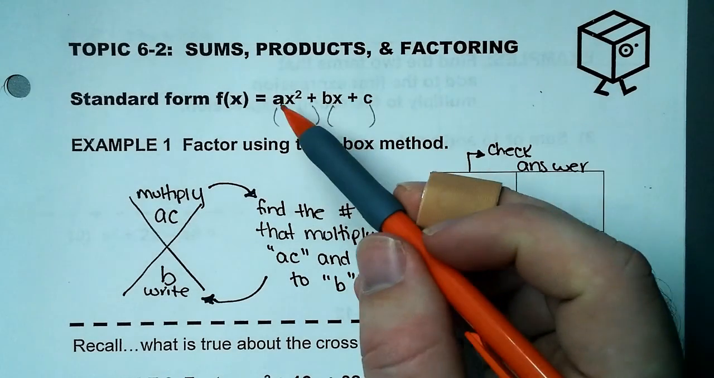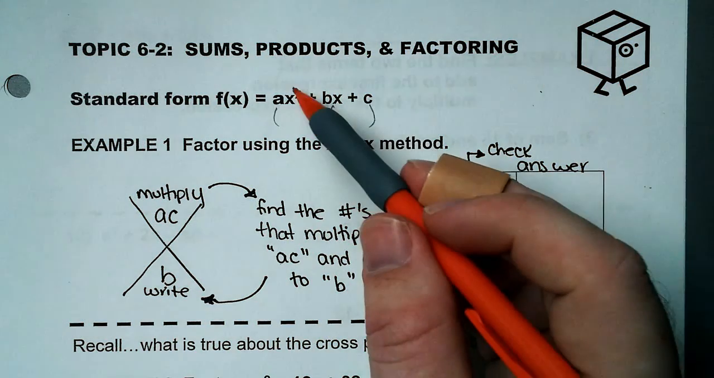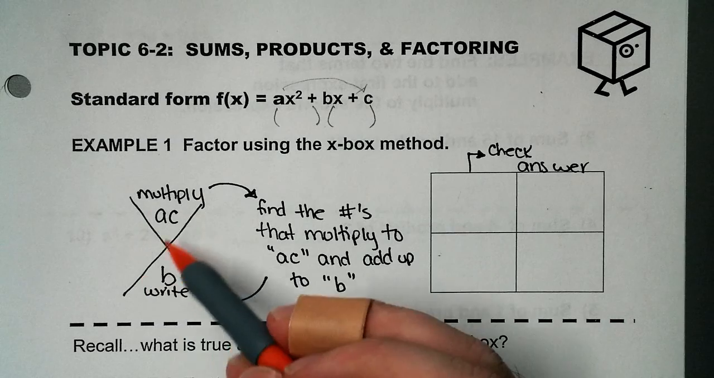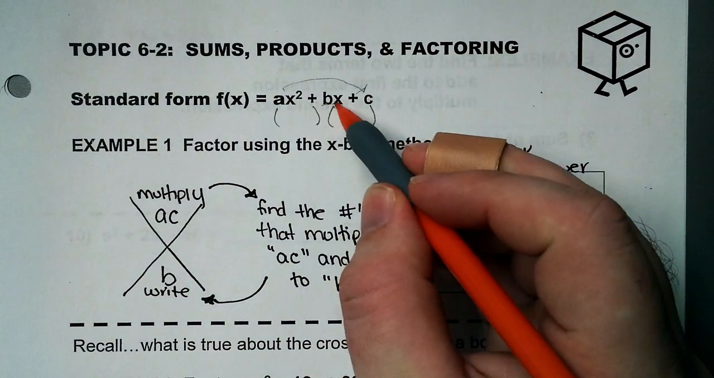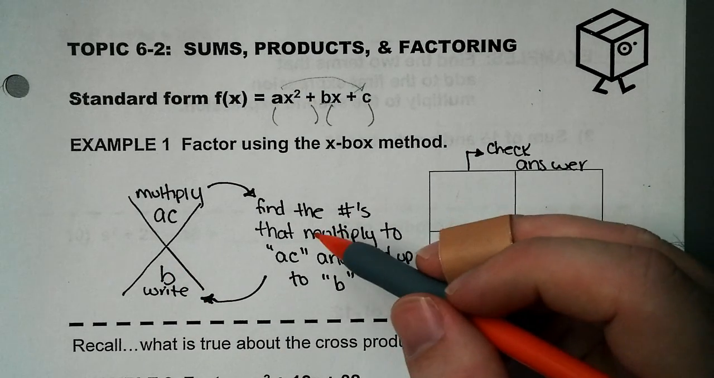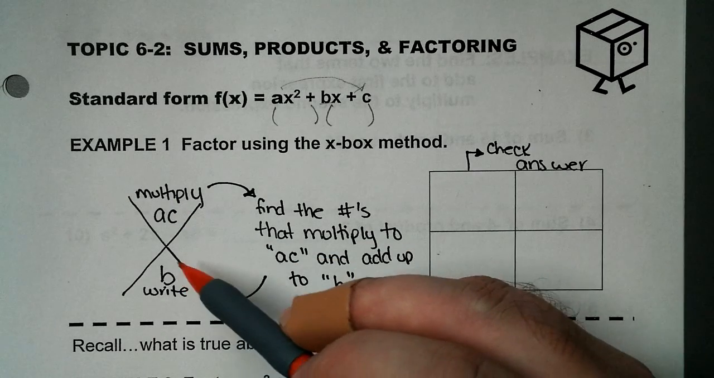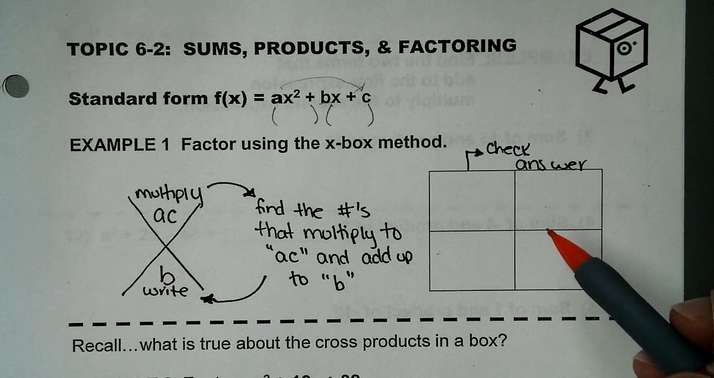First, it needs to be in standard form. Identify the A, B, and C. You're going to multiply A times C, and you're going to draw an X and put that at the top of your X. Then, you're going to write down whatever that B value is and put it down here. In this open space, you'll find the numbers that multiply together to get this, but add together to get that. And then you're going to check your answer by using the box.